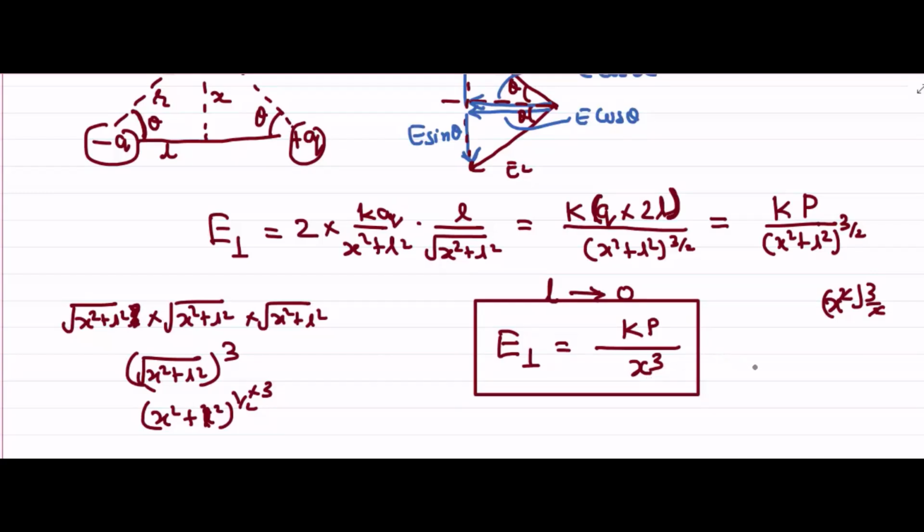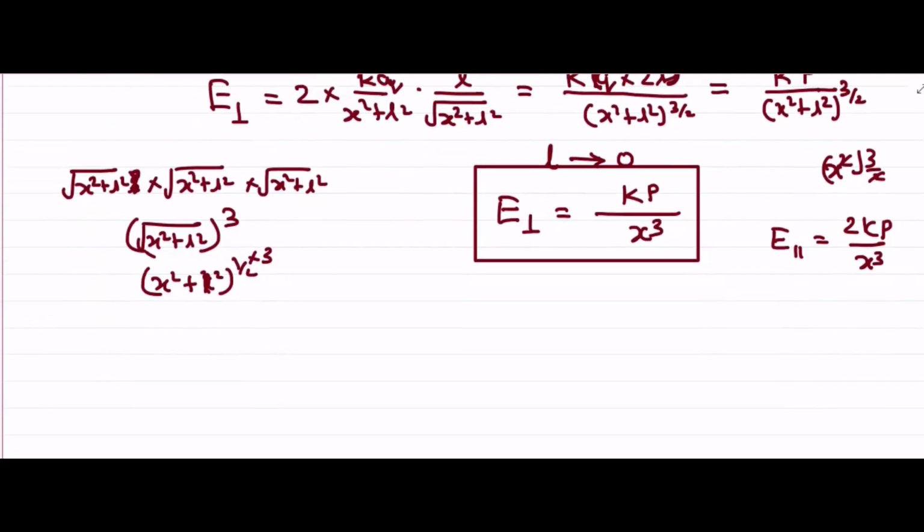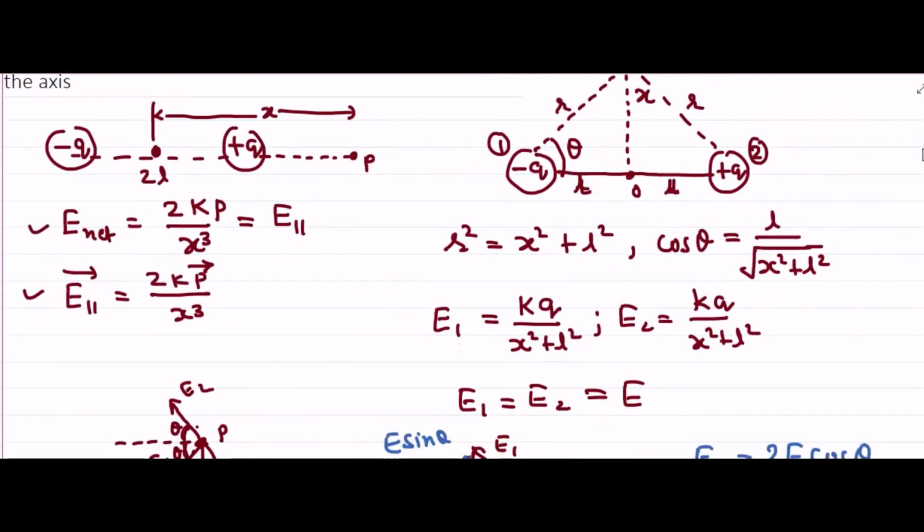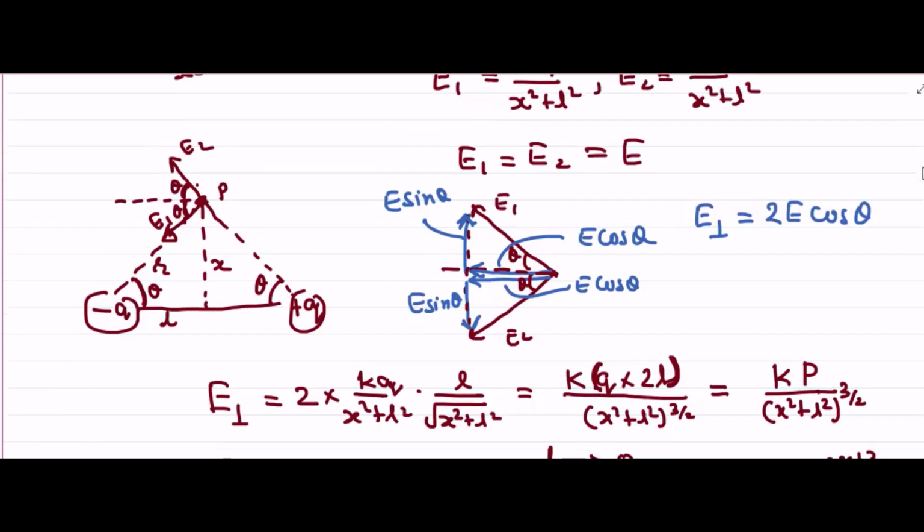If you remember, in the previous case E parallel was 2 kp by x cube, whereas here we get kp by x cube, which is half of that. As far as the vector form is concerned, I can write E perpendicular vector is equal to kp by x cube. Now as we saw previously, both of them have opposite direction.